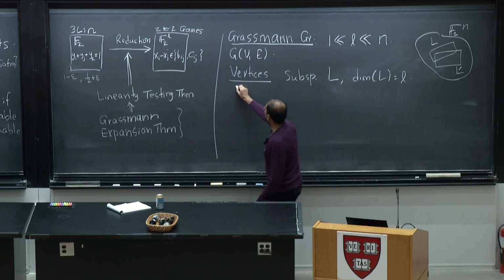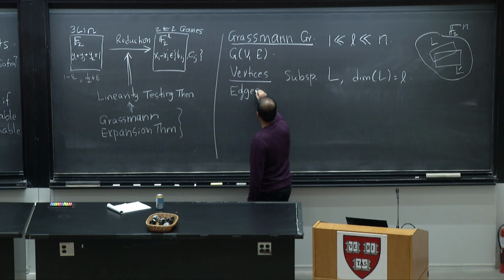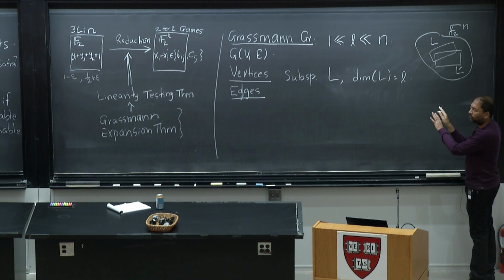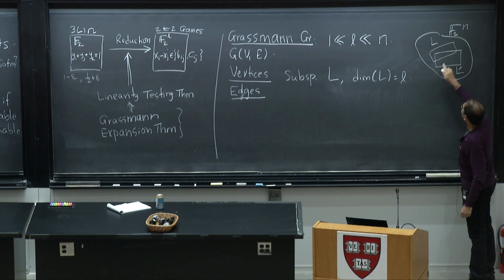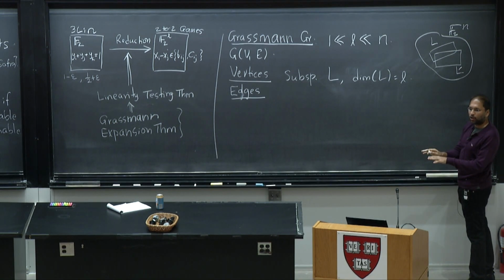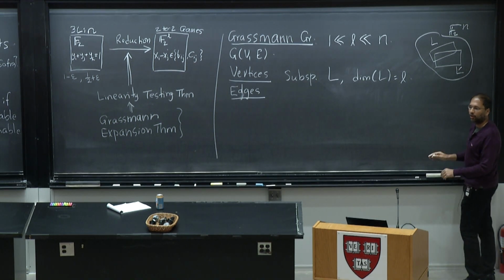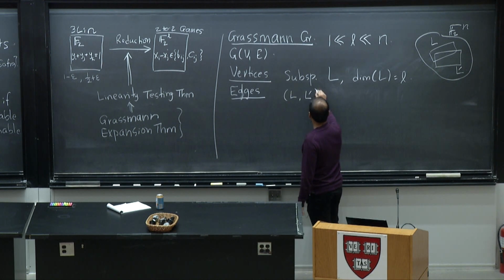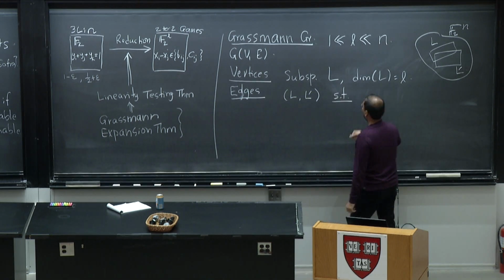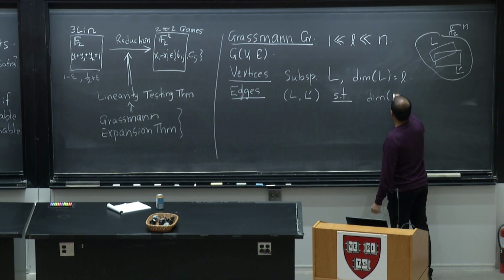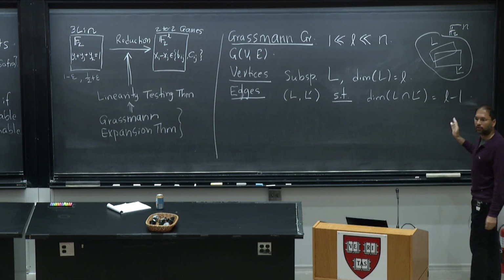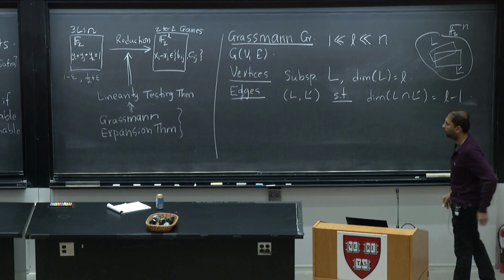And the edges of this graph will be pairs of subspaces which intersect to the maximum extent. So if you have two subspaces of dimension l, the maximum possible intersection is l minus 1 dimensional. So you connect them by an edge if the dimension of the intersection is l minus 1. Okay, so this is the graph of concern for the rest of the talk.